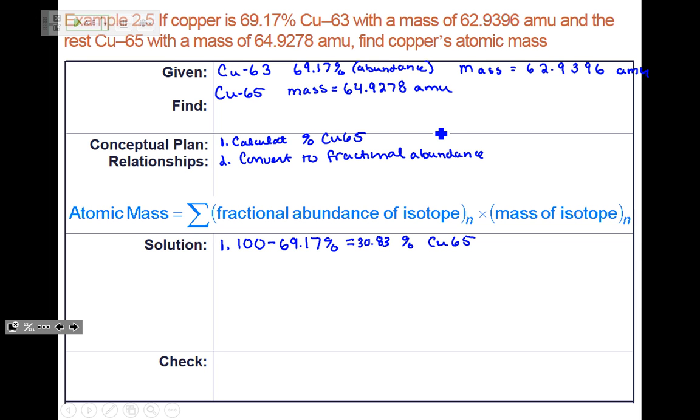You can move the decimal place over 2, but just to be clear as I'm speaking about it, remember our percent is our fraction over 100 times 100. So to calculate and convert that, our copper 63 is going to be 69.17% over 100. And that's going to give us our fraction.